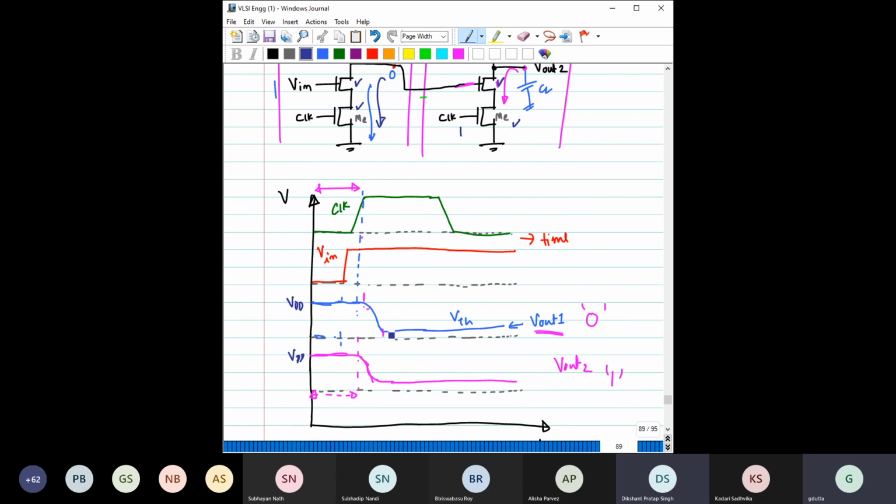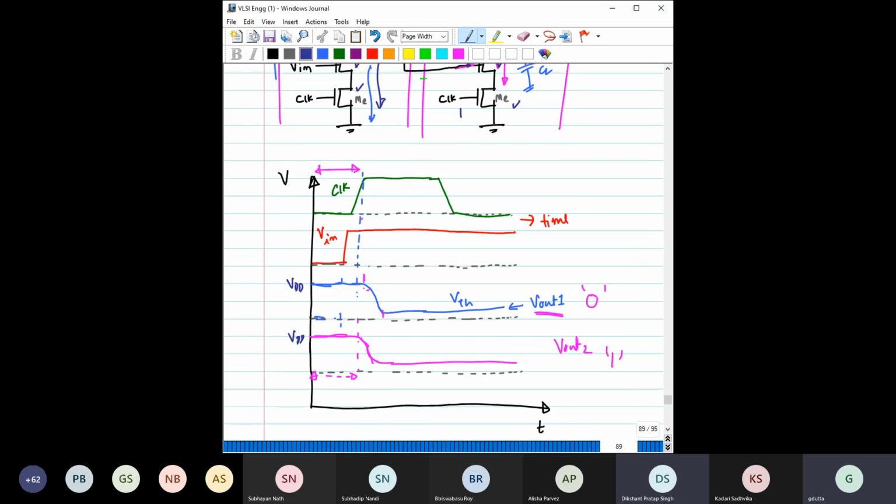Output 2 will keep on falling until it reaches the value of the threshold voltage. Until it reaches the threshold voltage, this output node will keep on discharging. That's what I have shown here: the output node will keep on discharging like this.